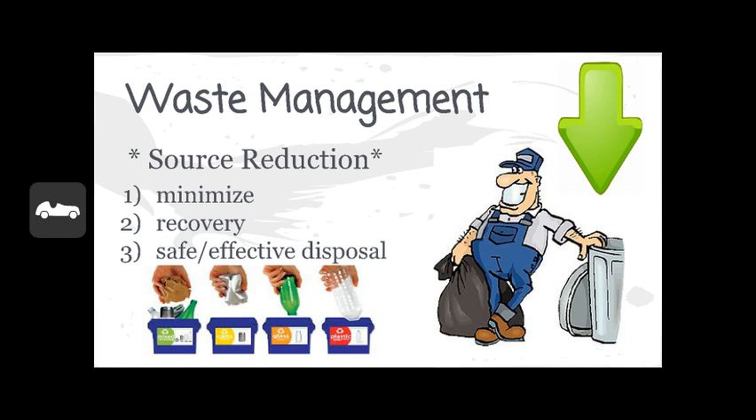Now, the second step would be recovery. Recovery includes recycling and composting. Recycling is basically reprocessing old materials to manufacture new goods, and composting is recovering organic waste. An example of this would be any type of peels, like orange or banana peels, that can be used to make nutrient-rich soil or even fuel.